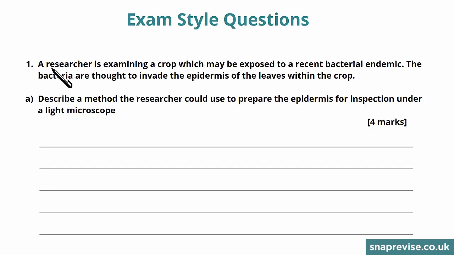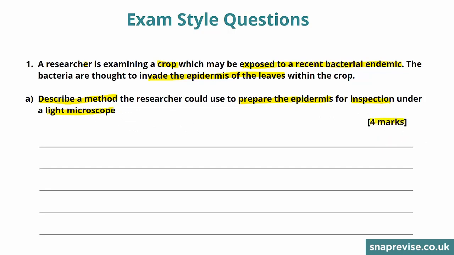It says that a researcher is examining a crop which may be exposed to a recent bacterial endemic. The bacteria are thought to invade the epidermis of the leaves within the crop. Part A says, describe a method the researcher could use to prepare the epidermis for inspection under a light microscope, and it's about 4 marks.